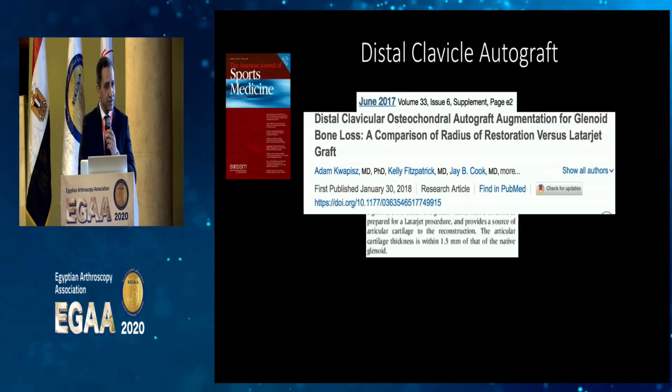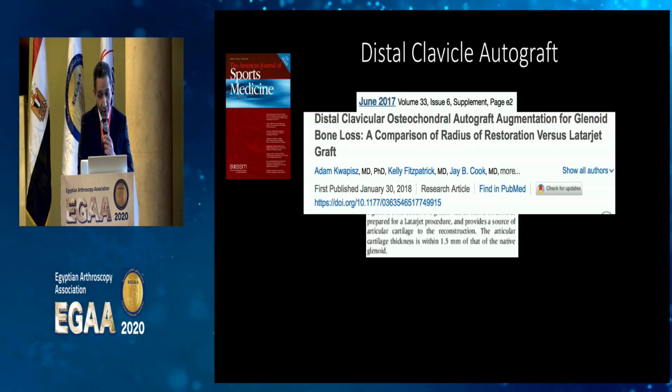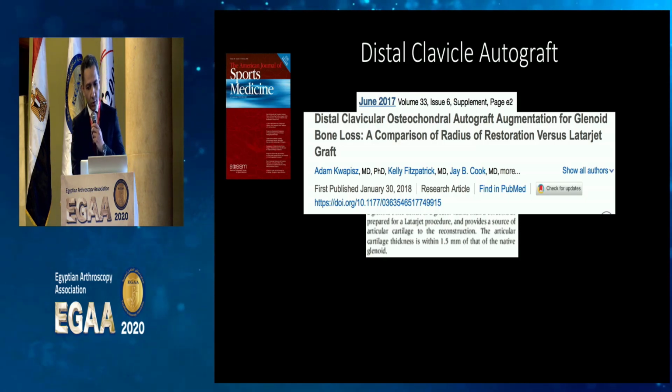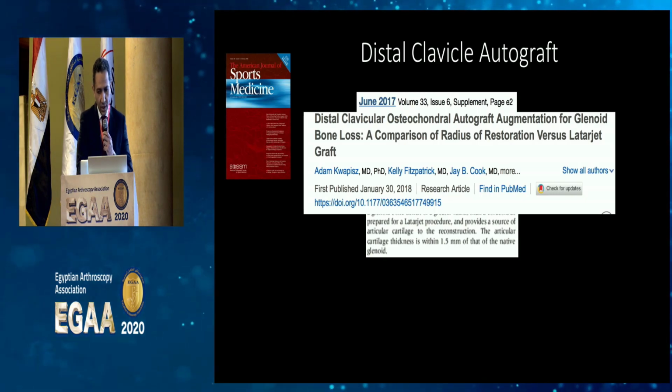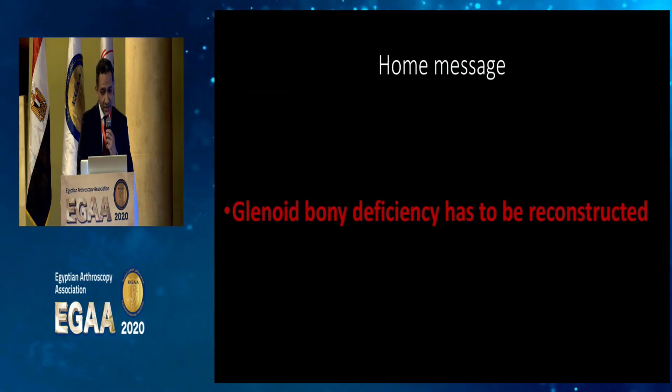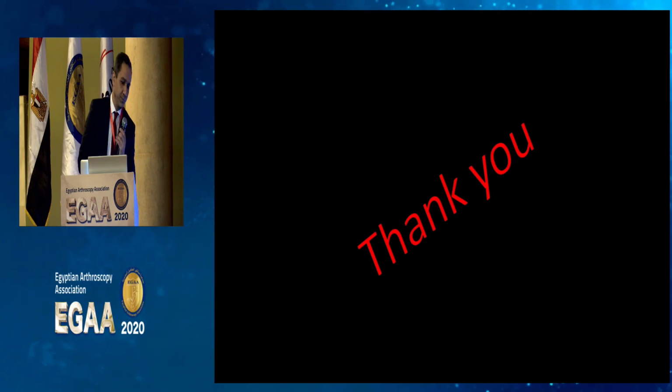The second alternative is the distal clavicle autograft. Though it is not popular either, it has several advantages. First, it can restore a significantly greater defect. It has a broader radius than the coracoid. It is locally available with minimal donor site morbidity, and it also provides articular cartilage to the graft. So my take-home message is, any glenoid bone deficiency has to be reconstructed. Thank you.